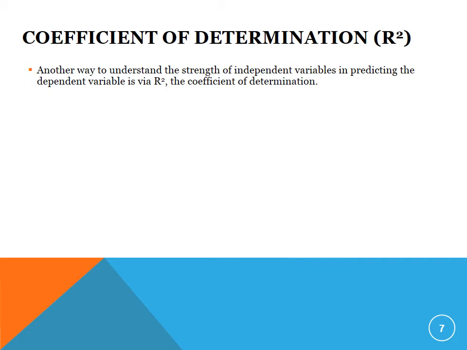All right, so now we're looking at the coefficient of determination. We just talked about how strong the impact of a variable is to the dependent variable. But now we're going to look at the variables as a whole, all of the variables inside the one multivariate regression output. So another way to understand the strength of independent variables is to predict the dependent variable. In predicting the dependent variable is using R-squared, coefficient of determination. This is the equation for that.